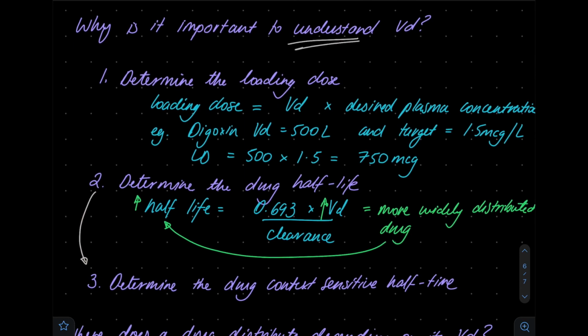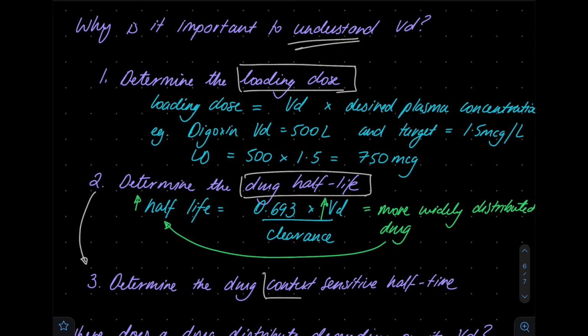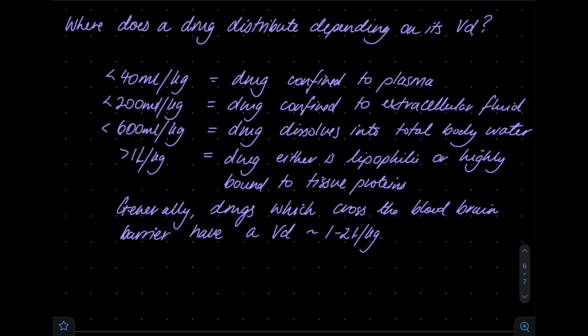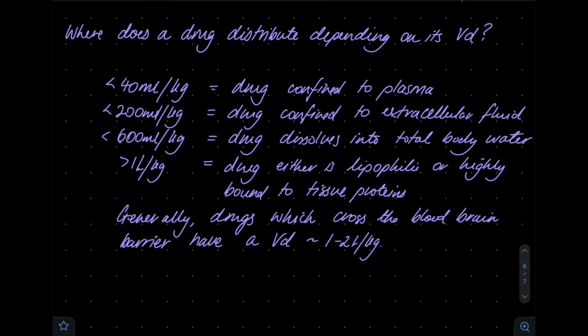We then talked about the clinical relevance of volume of distribution, including how it helps us to determine the loading dose of a drug, the drug's half-life, and the context-sensitive half-time. And finally, we talked about the importance of knowing a drug's volume of distribution, since this can tell us where a drug will distribute or be confined to, as well as knowing that drugs that work on the brain need to be lipid soluble, and so will have a volume of distribution greater than 1 to 2 liters per kilogram.